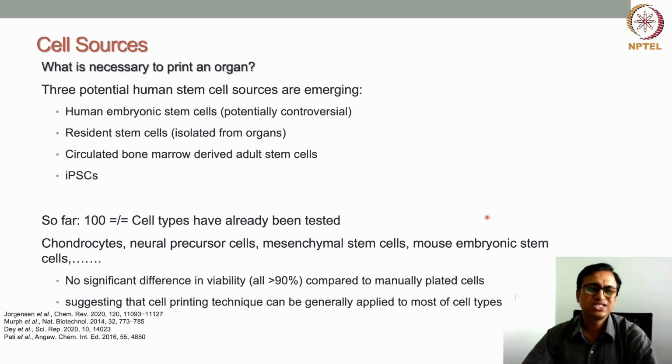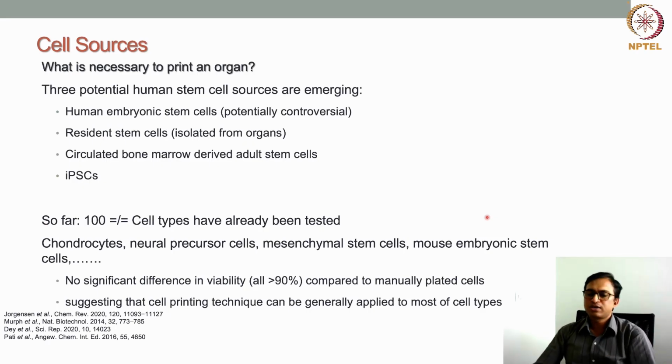So these are the primary sources of cells that can be used for bioprinting. But if you are not working directly toward transplantation, then you can use any other cell types, cell lines, and some primary cells that are also available. So far more than 100 different types of cells have been tested for bioprinting, and this number is increasing every day. They have been used for bioprinting applications.